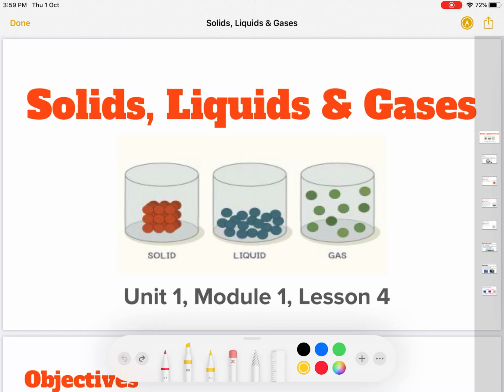This is lesson 4 of this term, and this is the easiest lesson in the whole year. It doesn't mean that all the other lessons are hard, but this lesson is really, really easy. You know almost everything about it.